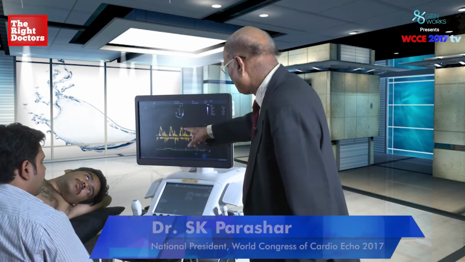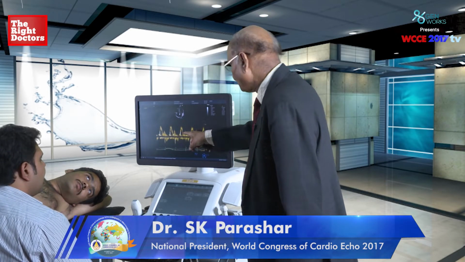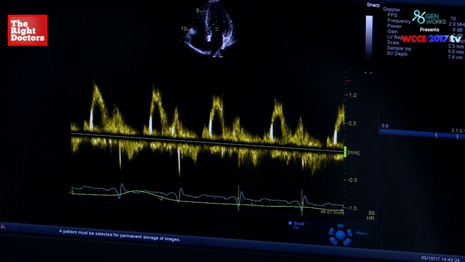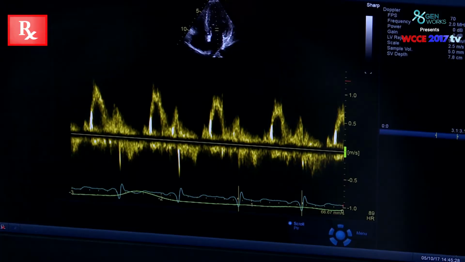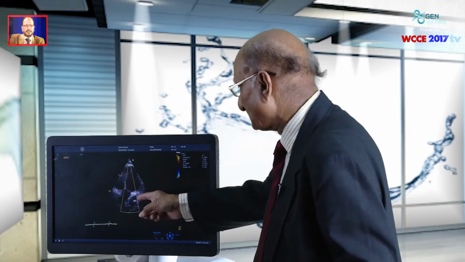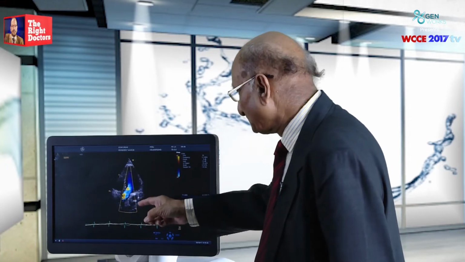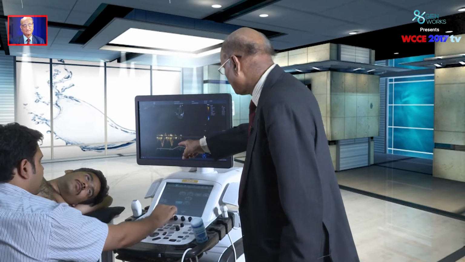Now because the blood is going towards the transducer, it is shown above the baseline, which is known as a positive Doppler shift. Similarly, he will take the aortic valve and we expect a shift below the baseline because the blood is going away from the transducer. Hence, if we put a Doppler here, you see the shift will be basically below the baseline, that is a negative Doppler shift.